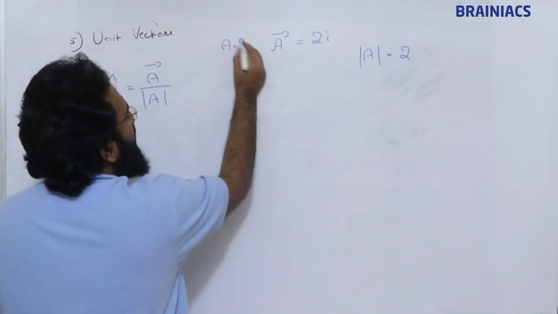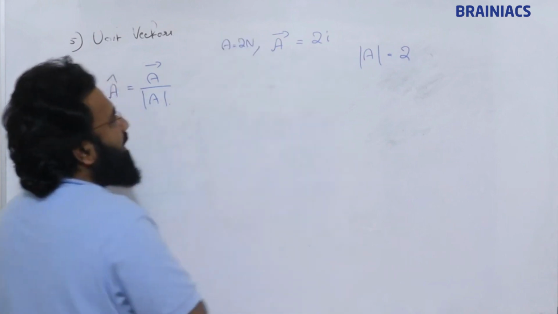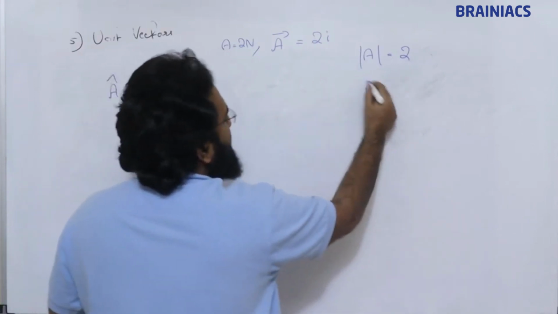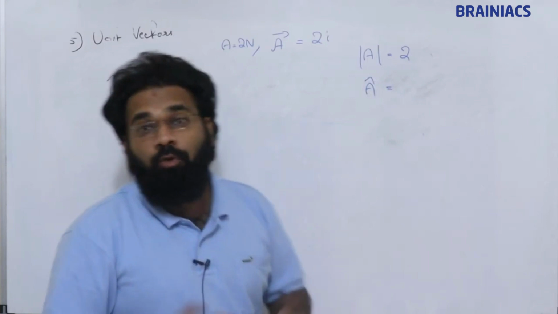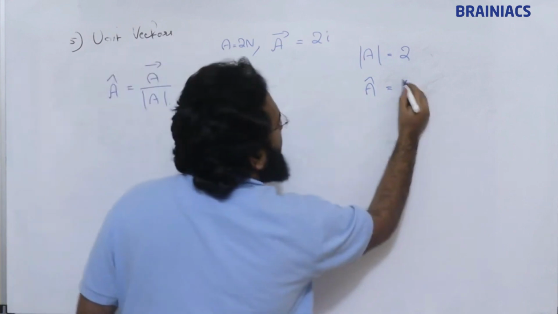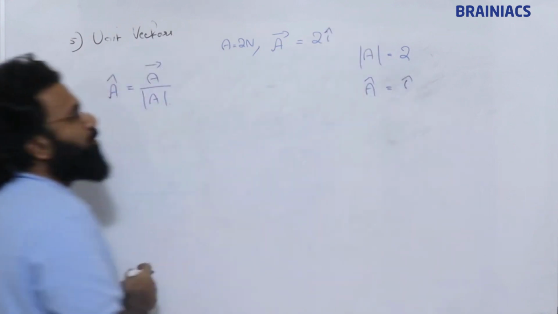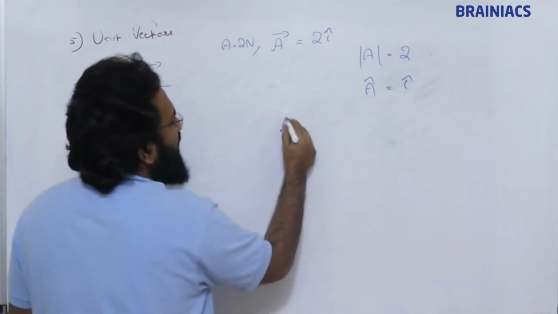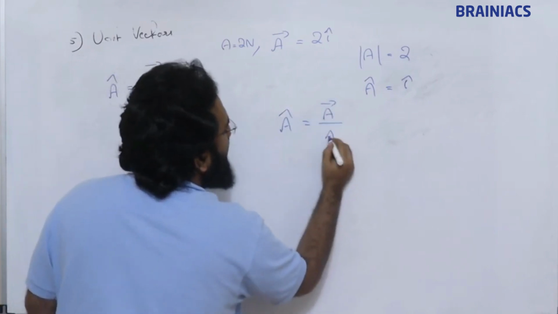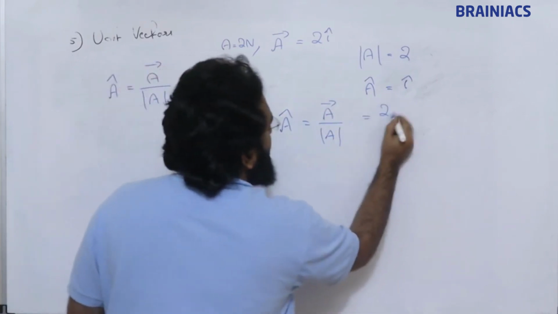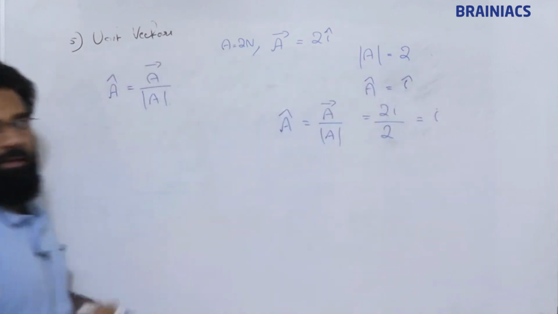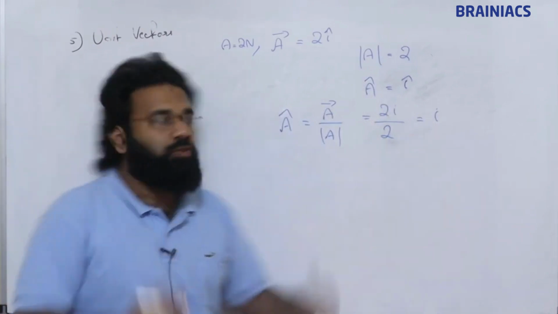Suppose a is nothing but 2 Newton, which is acting in the i direction. This is force only. So magnitude of a is equal to 2. What is the direction of a, that is, what is the unit vector of a? The direction of a is nothing but i. i is what shows the direction. So in order to get the unit vector, what have we done? Vector a divided by mod of vector a. Vector a is 2i, mod of vector a is 2. We get i. Clear? Since this is a single term, we understood it easily.